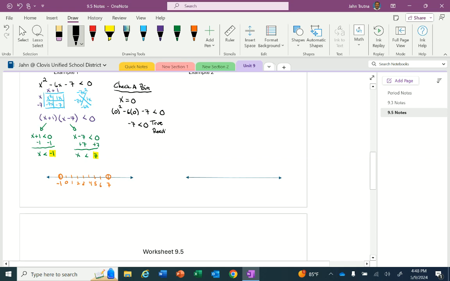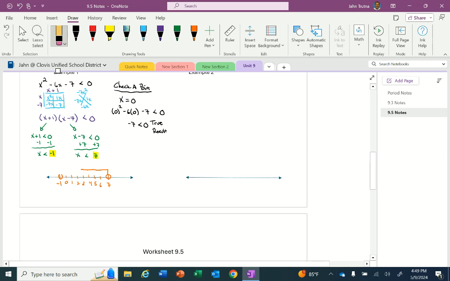You know how in the previous problems we drew an arrow? Well, in this problem, since 0 was a true result, it means that I'm going to connect the two dots together. Not with arrows, but I'm going to connect the two dots. So what does that tell me? It tells me that any number along that line between -1 and +7 is a solution to my quadratic inequality.